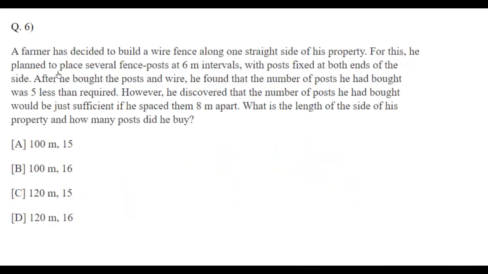Now the sixth question is an interesting one. Here it says that a farmer has decided to build a wire fence along one straight side of his property. For this, he planned to place several fence posts at 6-meter intervals. So the interval will be 6 meters between any two posts, right? With posts fixed at both the ends of the side.